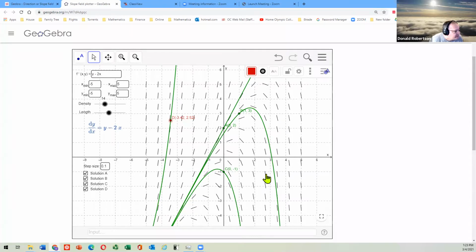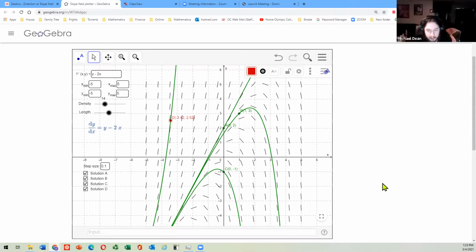If this is good, I'm going to call this section finished. 9-2 differential direction fields. This is probably the easiest section we've ever had, to be honest. Nothing wrong with that. I wouldn't argue with it. I like it. If you felt that, I'm happy.